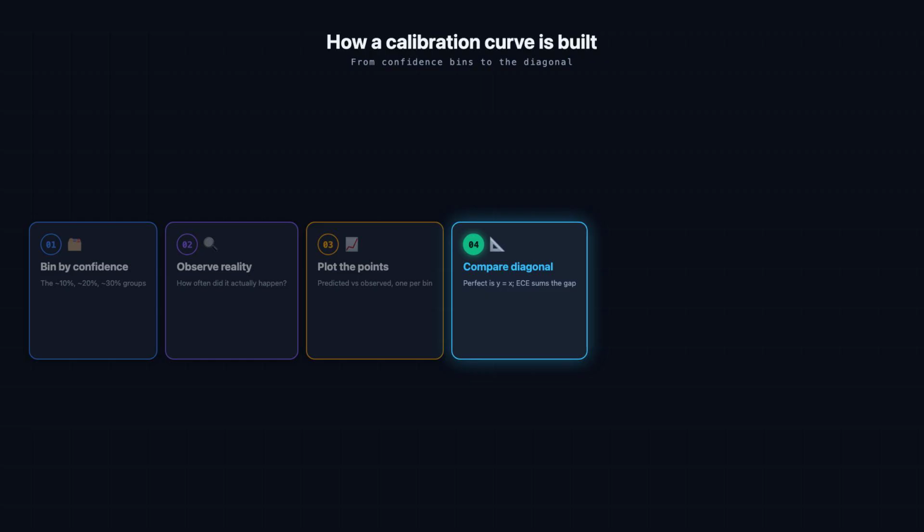Perfect calibration is the line where predicted probability equals observed frequency exactly. So any drift away from that line flags a problem you can now see and quantify. The expected calibration error just sums up that gap across all the bins into one convenient summary number.